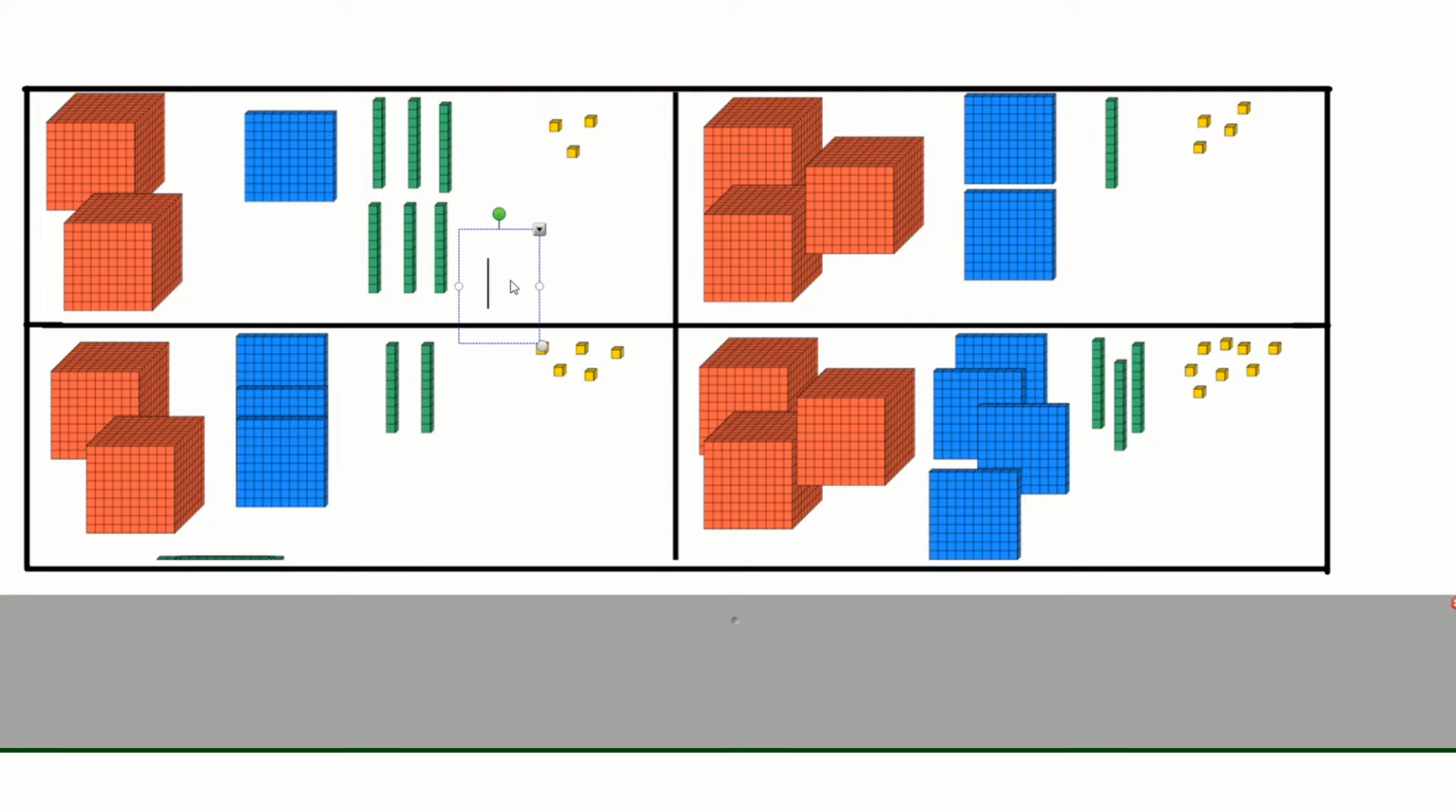Okay, so this first number is 2,163. The second number here is 3,214. This third number here is 2,325, and this number here is 3,438.